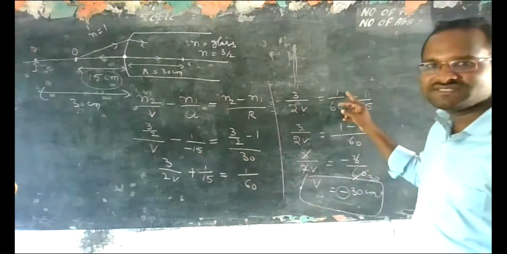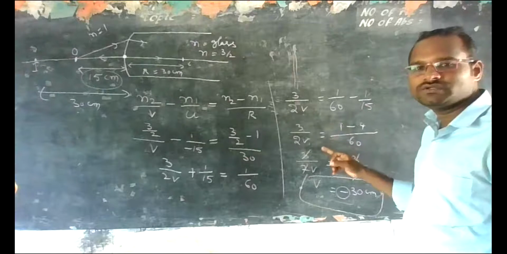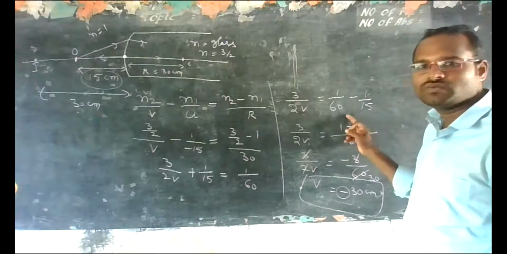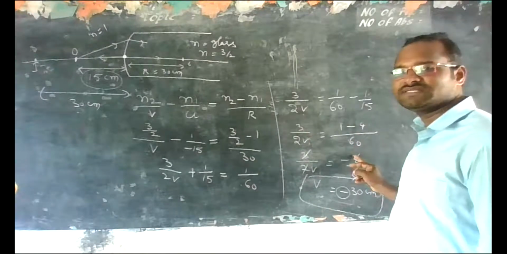So minus 15 send that side, plus 1 by 15 sent to that side will become minus 1 by 15. So 3 by 2V is equal to, take LCM 60: 1 minus 4 is minus 3, so minus 3 by 60.